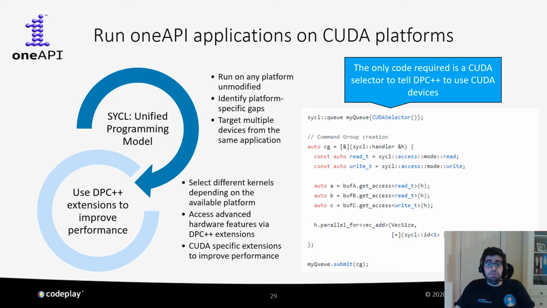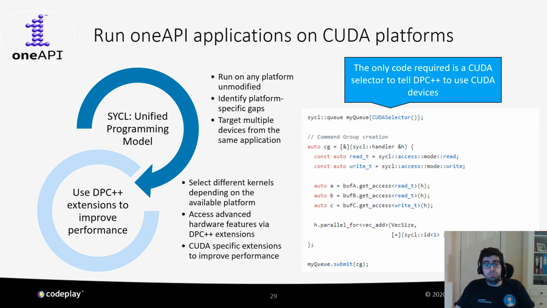If you are writing your SYCL or oneAPI applications, they will now work on CUDA unmodified. If you want to force using the CUDA backend, you can always use a custom CUDA selector. Stuart will show some examples later. The SYCL code is compiled in the same way.